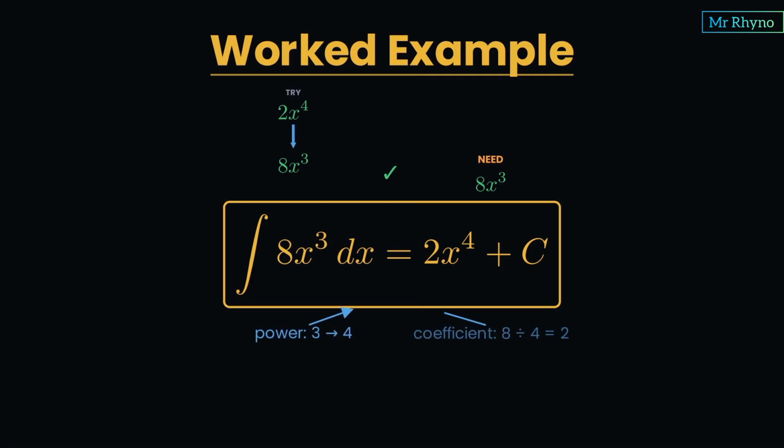And notice what just happened. The power went from 3 to 4, and then we divided by the new power. 8 divided by 4 is 2. That's the power rule you learned earlier. Now you know why it works.